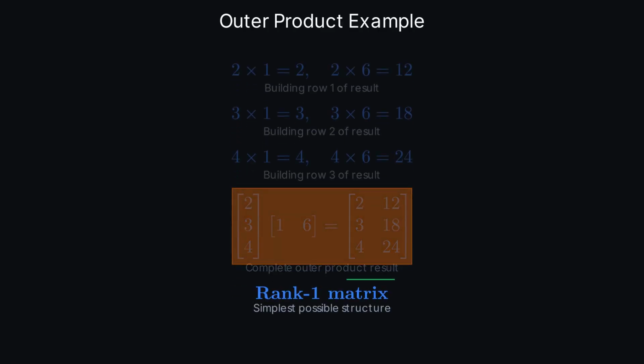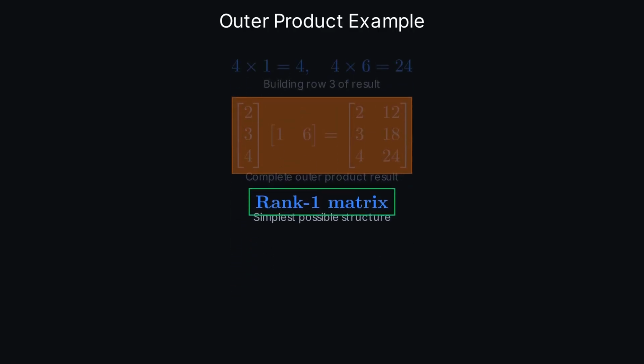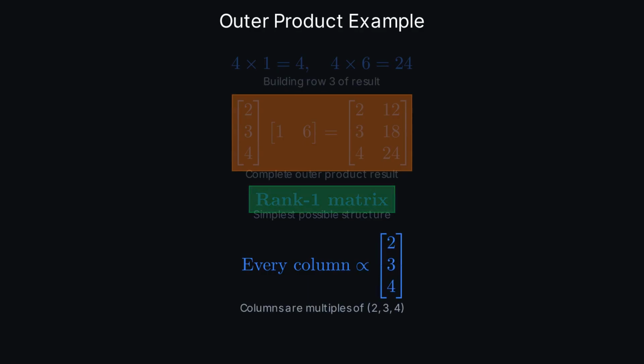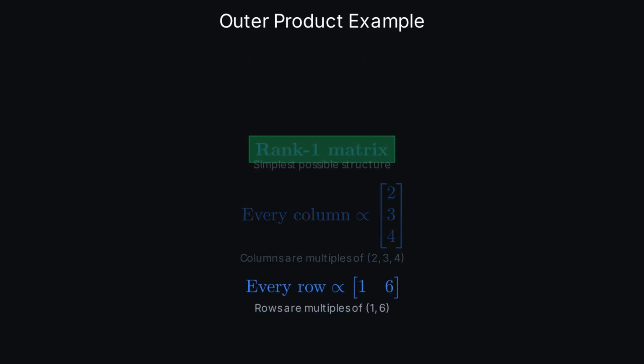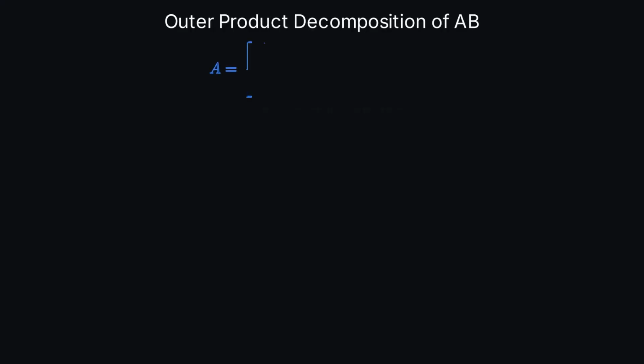This is a rank 1 matrix. A rank 1 matrix has the simplest possible structure. Every column is a multiple of the vector 2, 3, 4, and every row is a multiple of the vector 1, 6. Now here's the big idea.